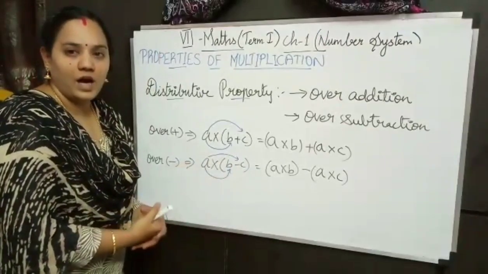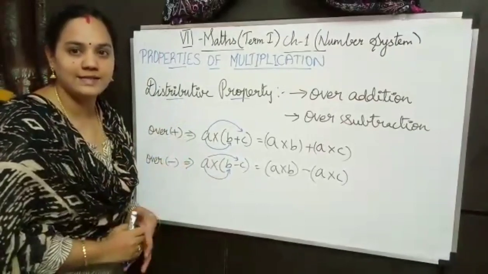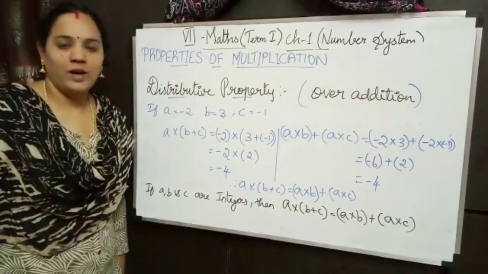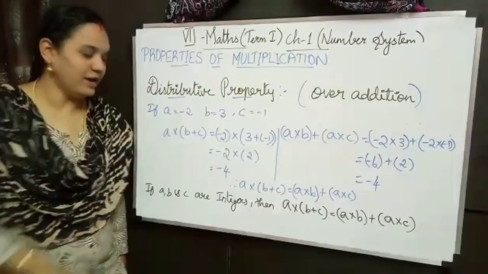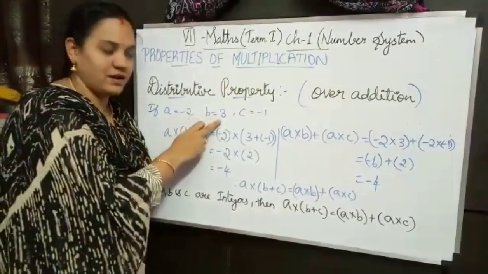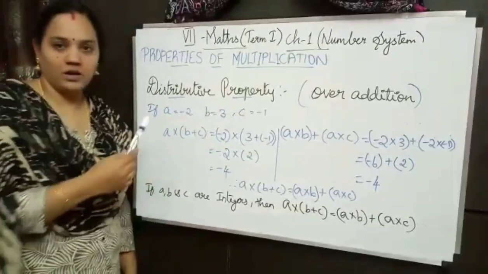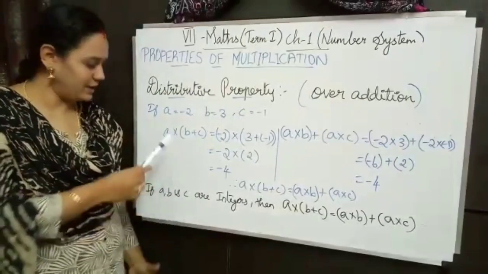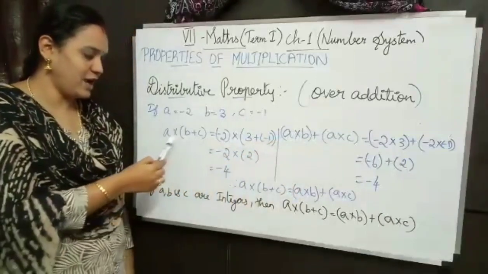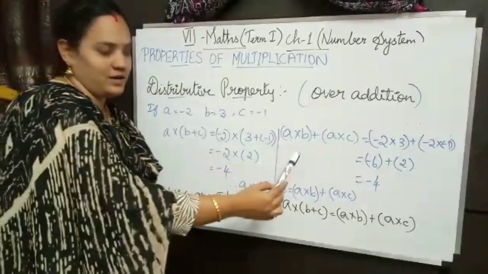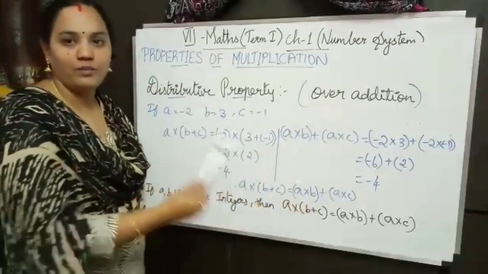equation. But now I am going to explain this distributive property over addition with a suitable example. So here I have taken A as minus 2, B as 3 and C as minus 1. What we are going to do is, already we have seen the equation for distributive property, that is A into B plus C is equal to A into B plus A into C. So I have taken A into B plus C this side and A into B plus A into C separately, and I found out the value for both the expressions.